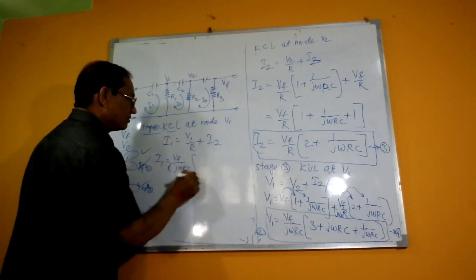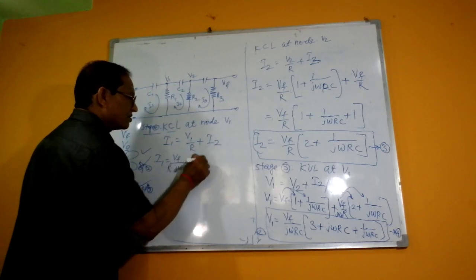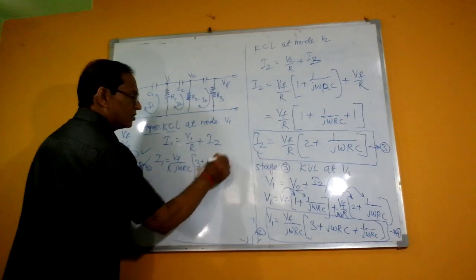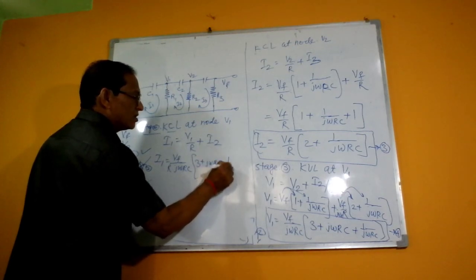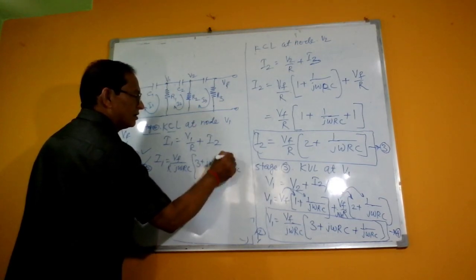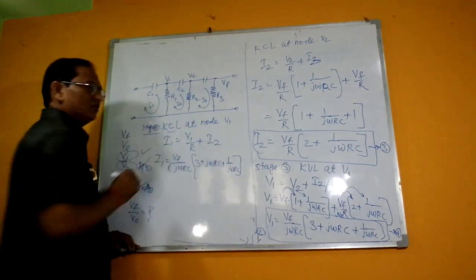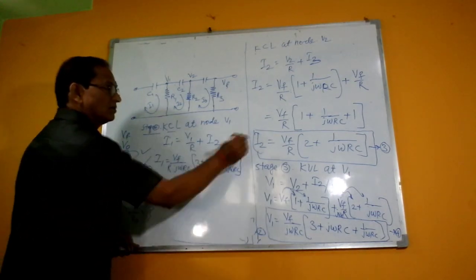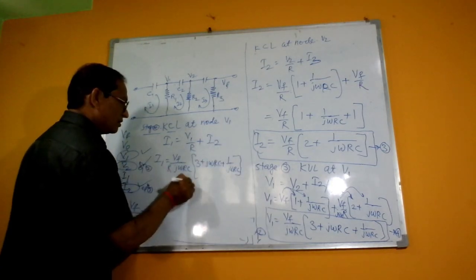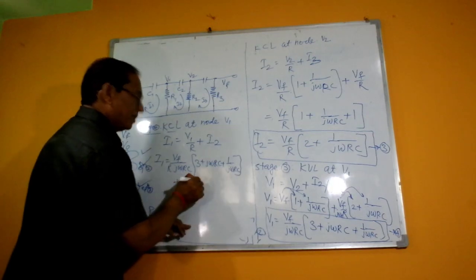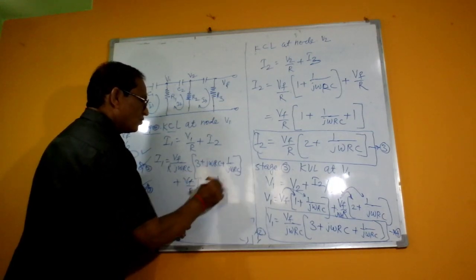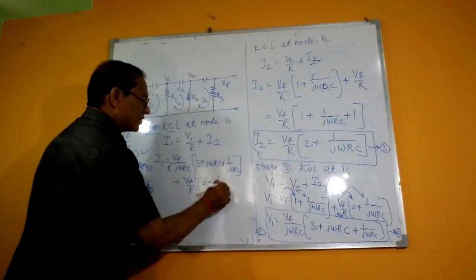inside the bracket, 3 plus j omega Rc plus 1 over j omega Rc, which is the value of V1, plus the I2 value substituted as Vf upon R inside the bracket, that is 2 plus 1 over j omega Rc.